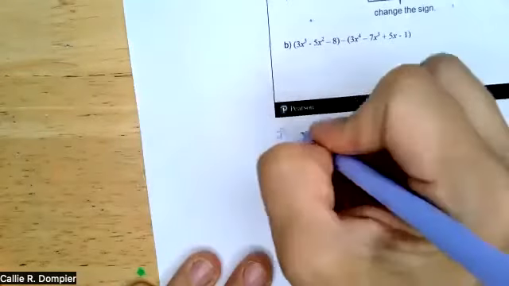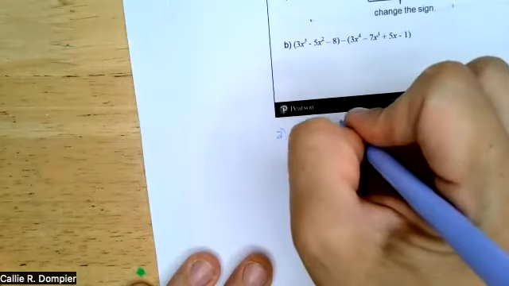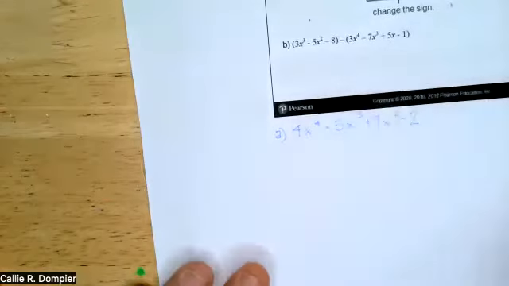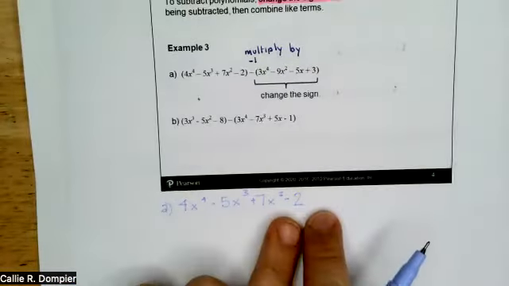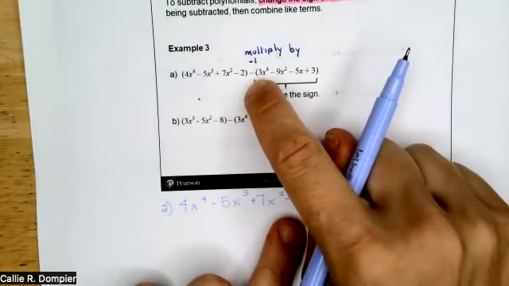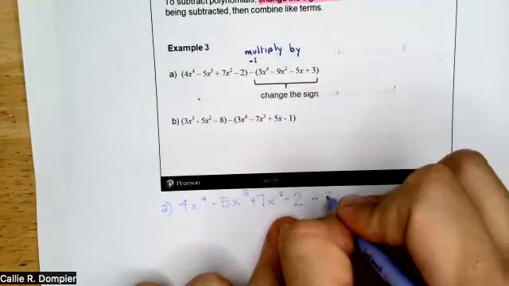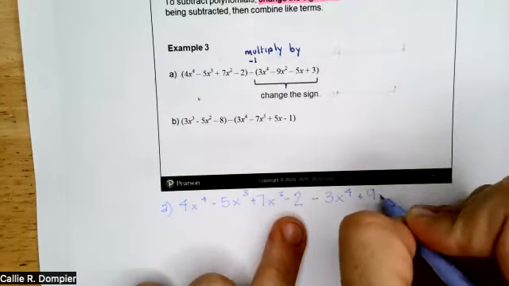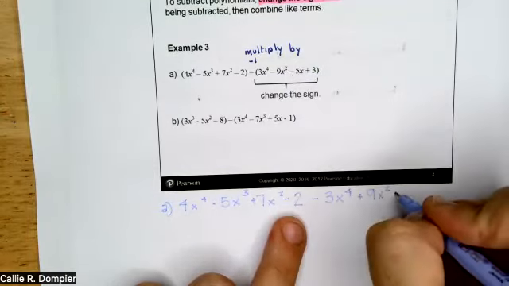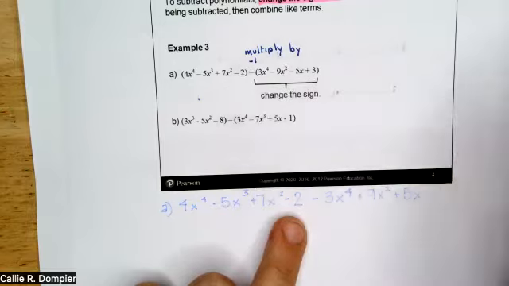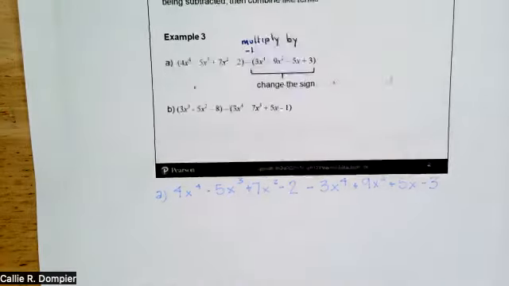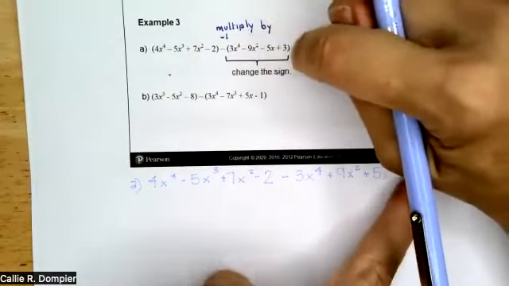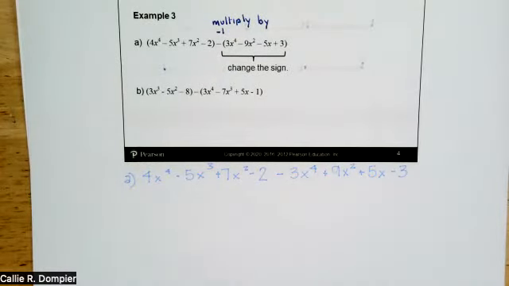All right, I'll come down here. So for A, we had 4x to the fourth minus 5x cubed plus 7x squared minus 2. Now I'm going to take all of those, change the sign. So negative 1 times a positive 3 becomes negative 3x to the fourth. Negative 1 times a negative 9 becomes a positive 9x squared. Negative 1 times negative 5 becomes positive 5x. Negative 1 times a positive 3 becomes minus 3. So I multiplied by negative 1, or I changed the sign. Positive, positive, negative. Now, same thing as we did before, put it in order.